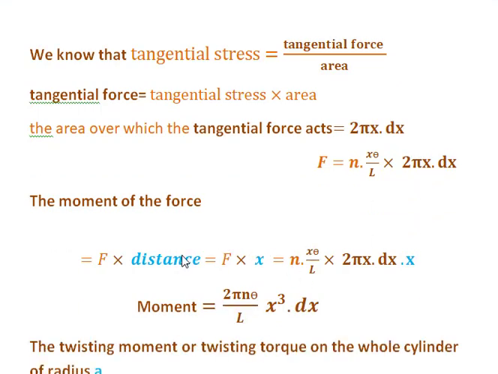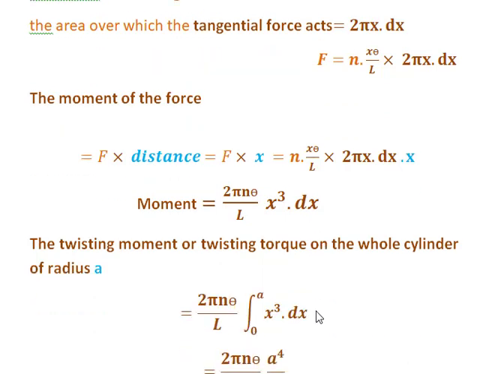Next we are going to determine the moment. Moment is nothing but force into distance. The distance displaced on applying the stress is equal to x. So force into distance x is called the moment. We know the value of force. On substituting these values, we get 2 pi n theta by L into x cube into dx.